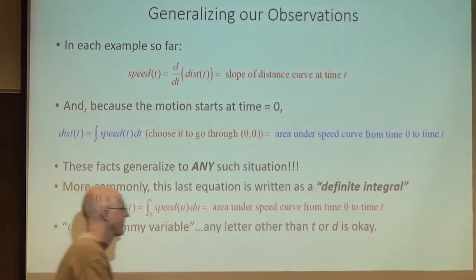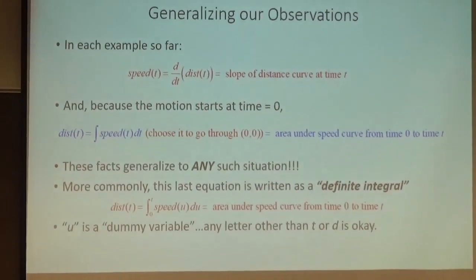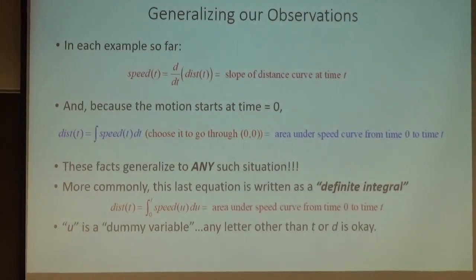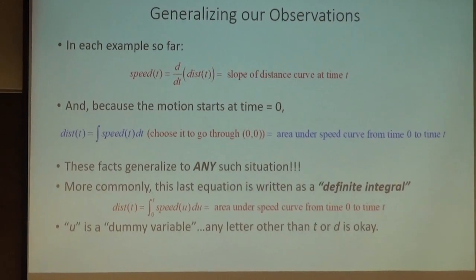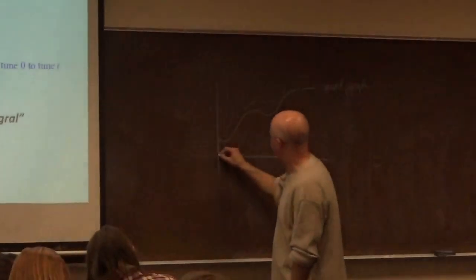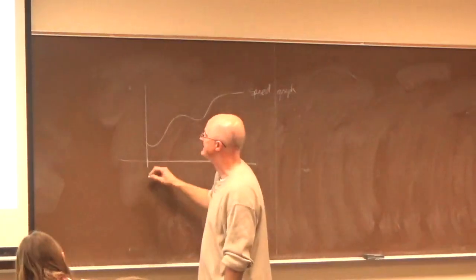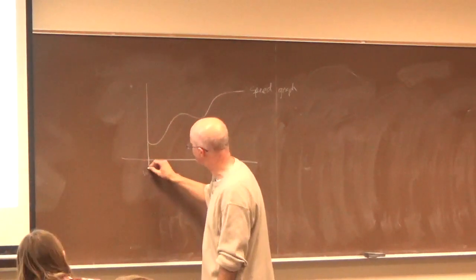What's going on here? The speed doesn't even have to start off at 0. You can start off with a non-zero speed. If the speed graph looks like this, this is the speed graph. I'm not going to write speed of t, I'm just going to write speed graph. And we start at time 0. You can say maybe u equals 0 here.